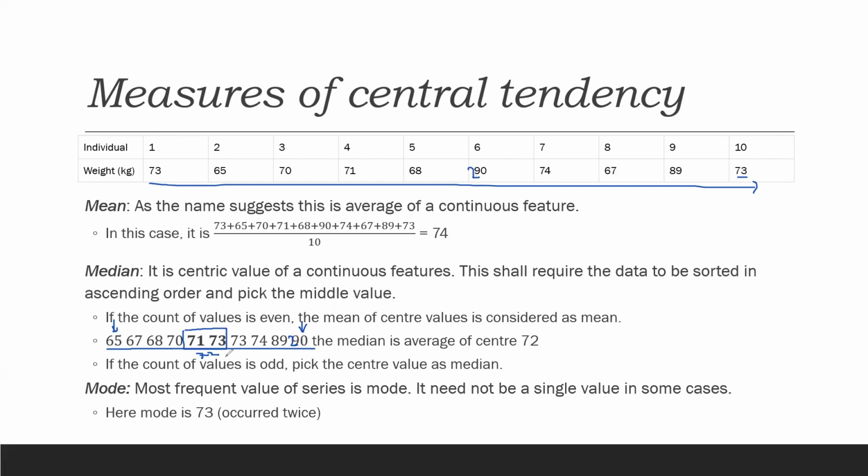On the other hand, there is something called the mode, which we might not be using most frequently. This is the most frequent value occurring in the data set. For example, I see 73 here, and I see 73 somewhere here also. Because 73 has occurred twice, the mode of the data set is 73.